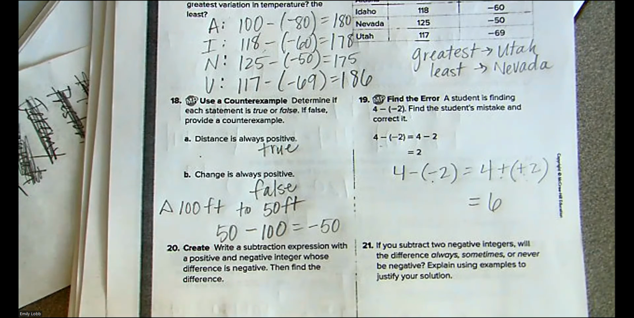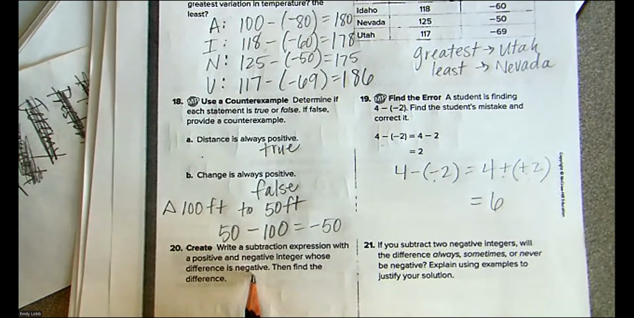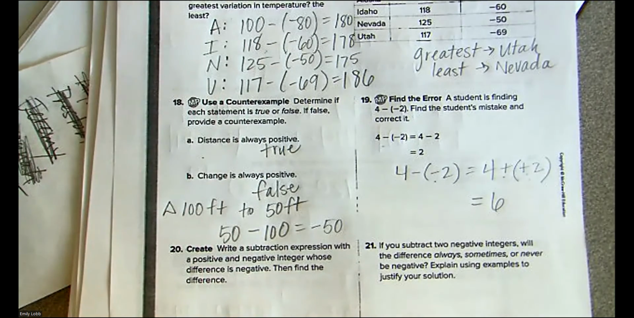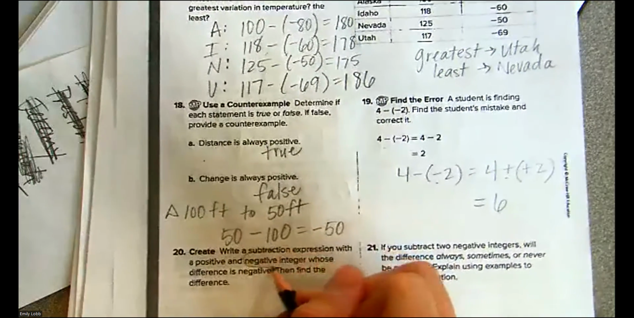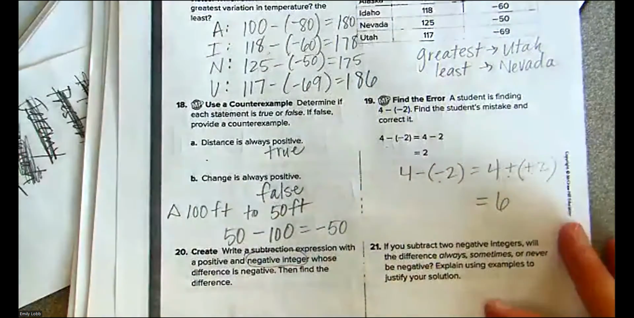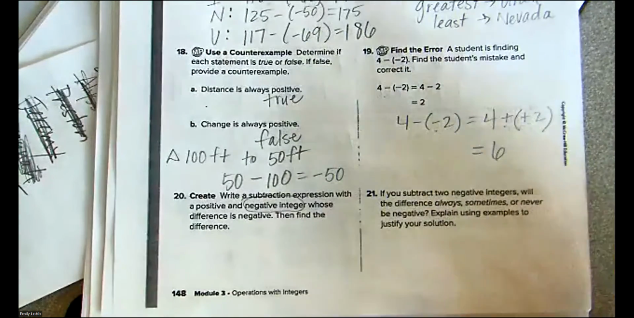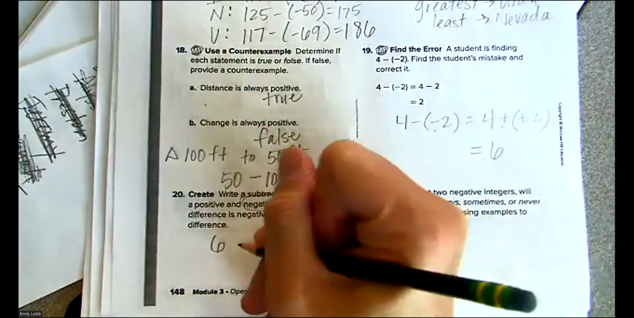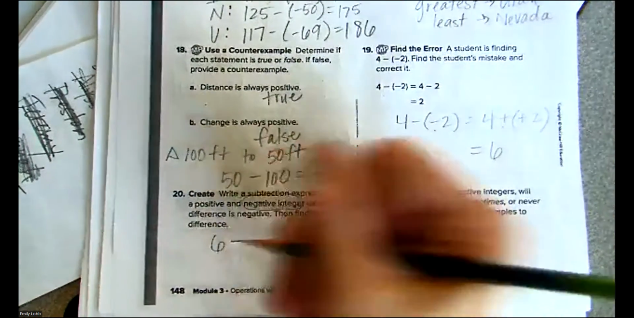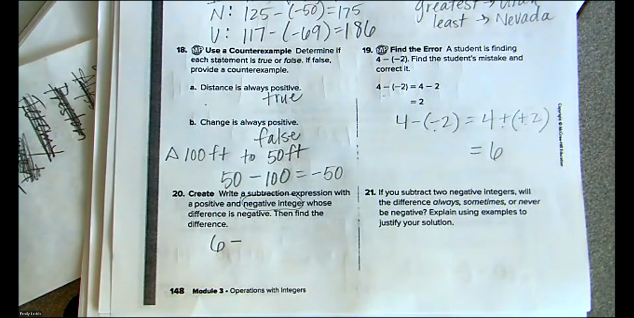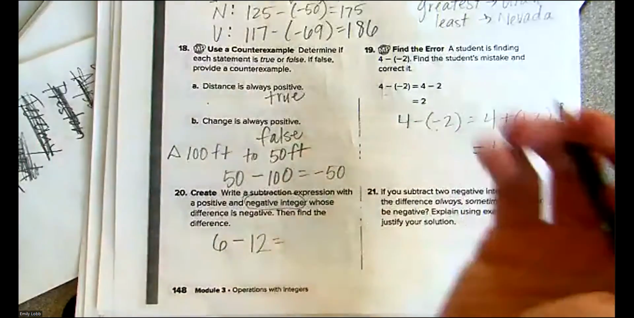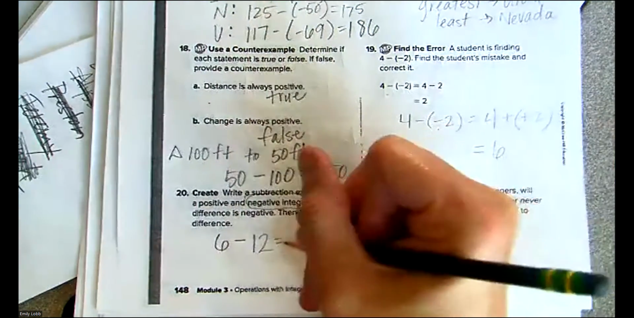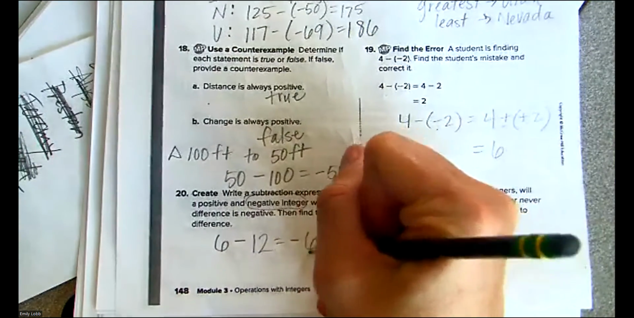All right, a subtraction expression with a positive and negative integer whose difference is negative. Okay, so in order for the difference to be negative, which has to have the bigger absolute value? My negative integer. So if I have a positive integer of 6, what could my negative integer be for my answer to be negative? Anything bigger than negative 6. So I could say 12. Good. Yeah, 12. And what's the difference? 6 minus 12 is negative 6.